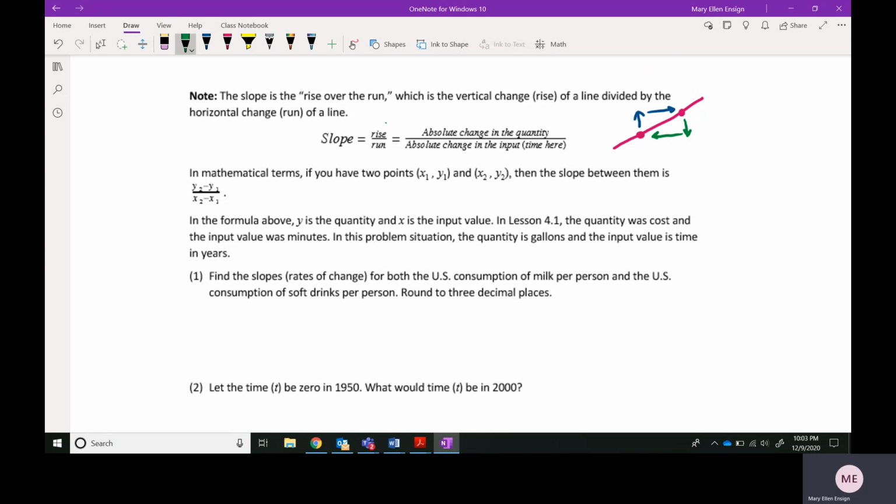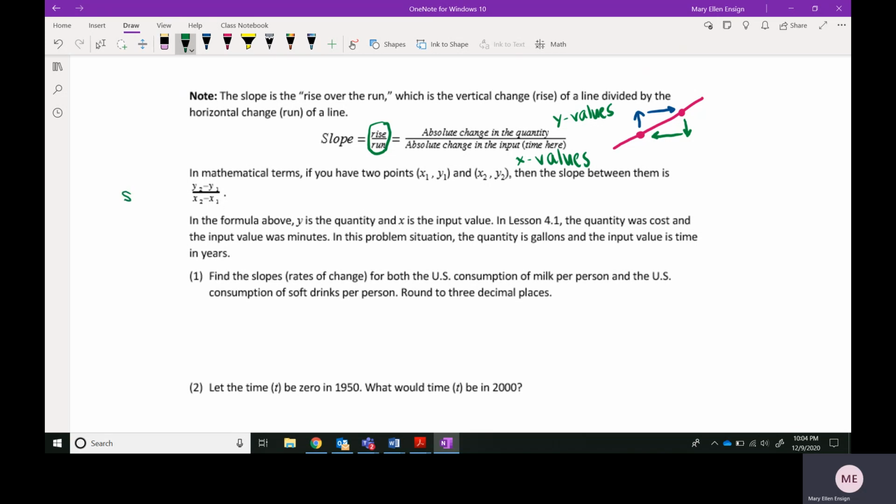So we want to remember this rise over run. And then in this case, when we look at this, the change in the quantity, meaning the y values, and then the change in the input, which are the x values. Okay. In this case, this is time, the years, and this is how much is consumed of whichever, the milk or the soft drink that we're looking at. Okay, so you might remember this also.